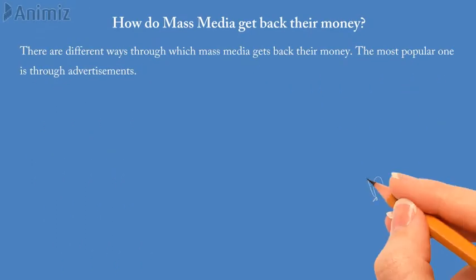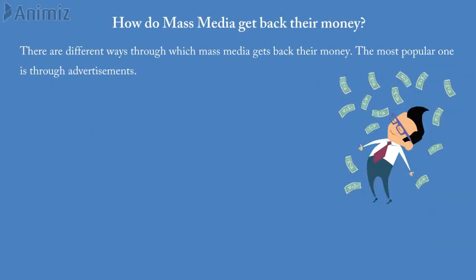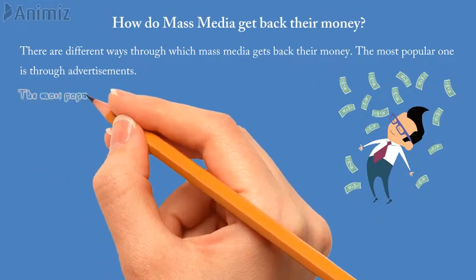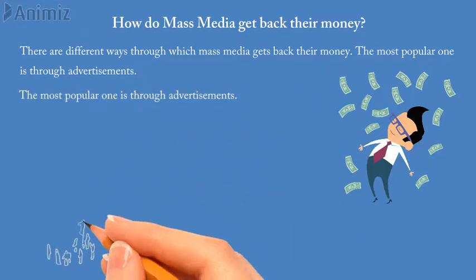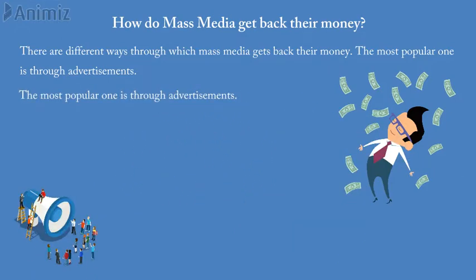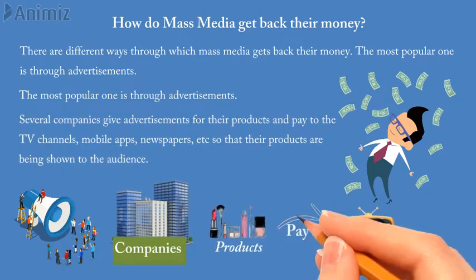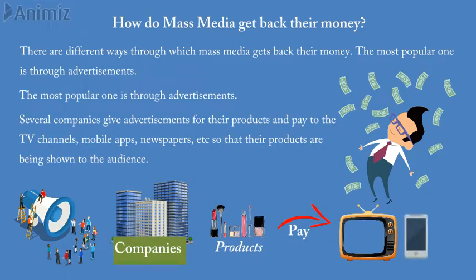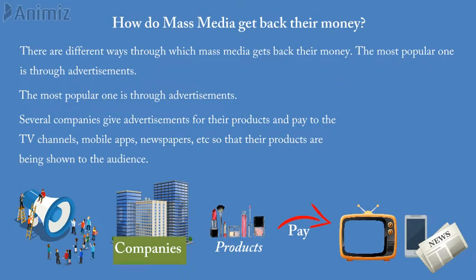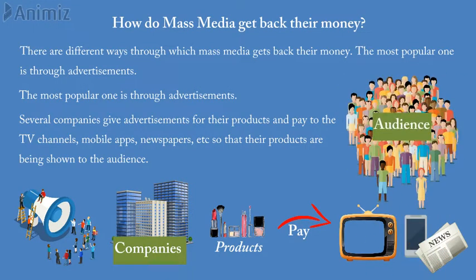There are different ways through which mass media gets back their money. The most popular one is through advertisements. Several companies give advertisements for their products and pay to the TV channels, mobile apps, newspapers, etc. so that their products are being shown to the audience.